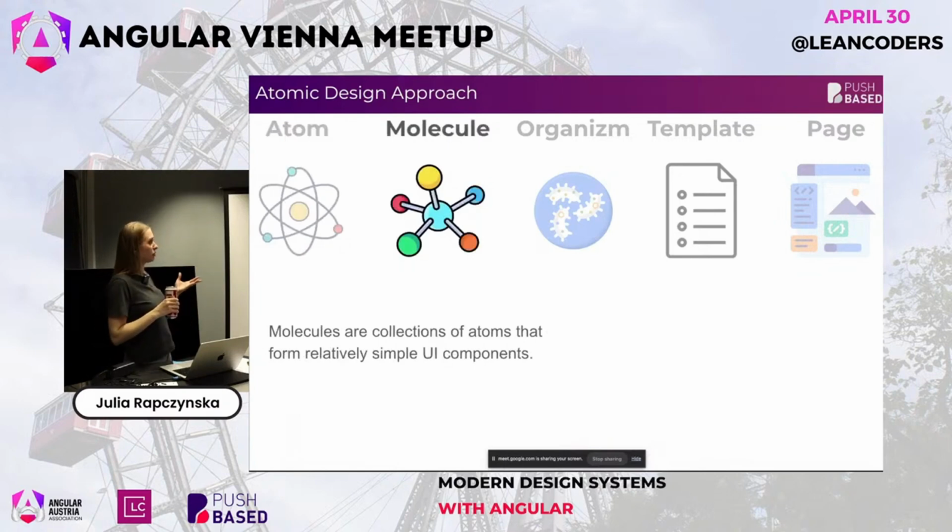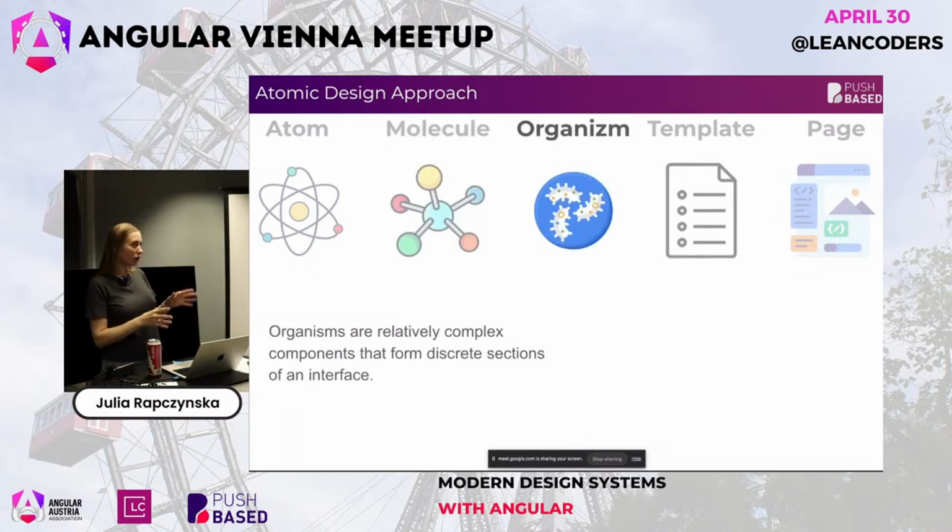Then we have molecules. Molecules, of course, are the collections of the atoms that you glue together to still create relatively simple UI components. So basically, those two would be your dumb components that you use in order to create some pieces of the UI interface.